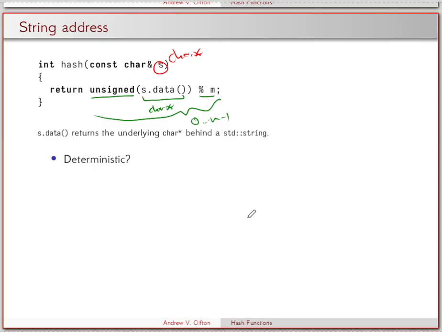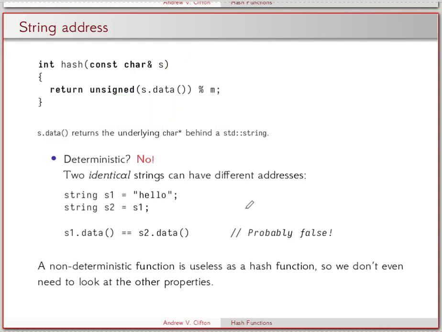So is this deterministic? No. This one fails on the very first test. I can have two strings that are both lowercase hello, but they can have different addresses. There's no requirement that every copy of the string hello live at the same spot in memory. In fact, in this case, this is almost certainly going to come up as false. So this is useless as a hash function, so we don't even need to look at the other properties.